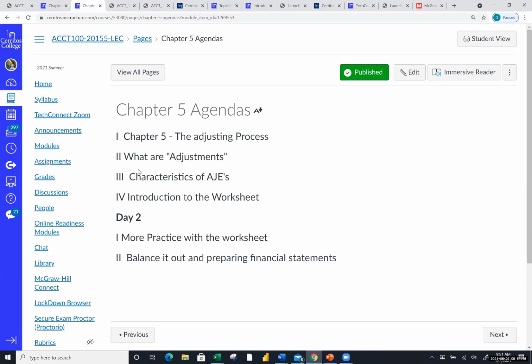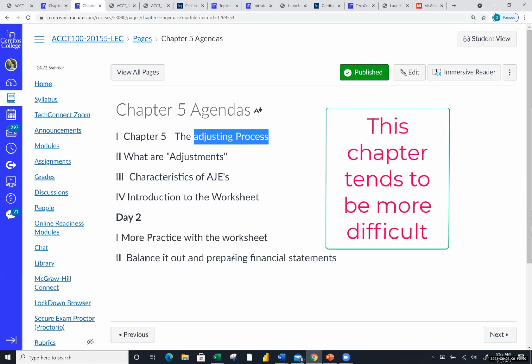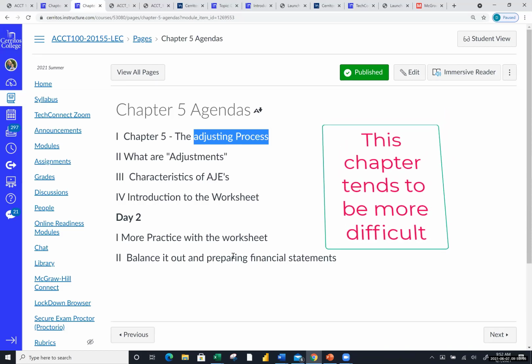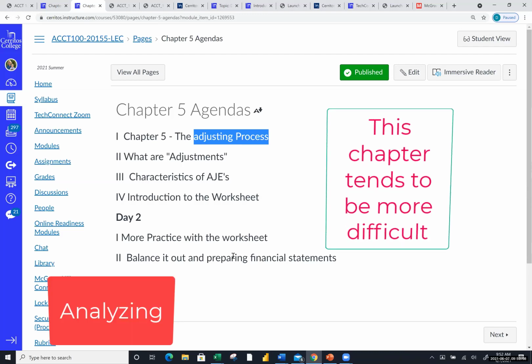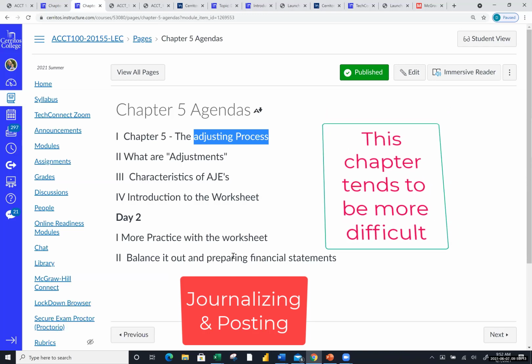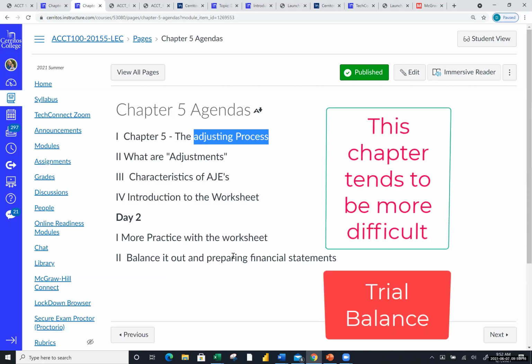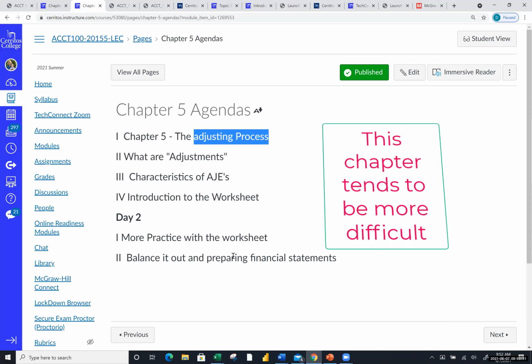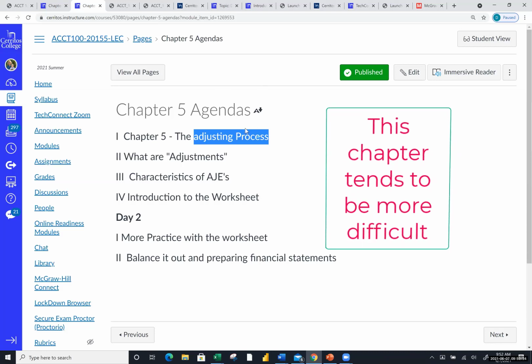And so our agenda for chapter 5 says we're going to cover this thing called the adjusting process. Okay, we're going to take a little notch up on the level of difficulty now. So we've covered probably the first third of our chapters, and we've really hit hard the analyzing process of accounting. We've really hit hard the journalizing and posting process of accounting. We've practiced a few times with the trial balance in a previous chapter. So that brings us to the next part of the accounting cycle, which is recording adjustments.